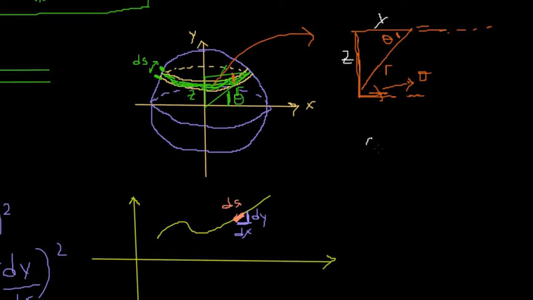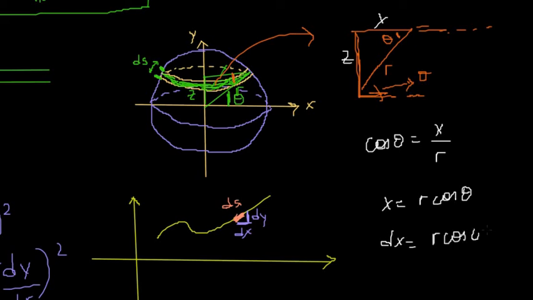In this case, cosine of phi is going to be just equal to x divided by the hypotenuse. Sorry. So in here we can say that x is equal to r times cosine of theta, or we can say that the tiny change in x, or the dx, is equal to r times cosine of theta times d theta.